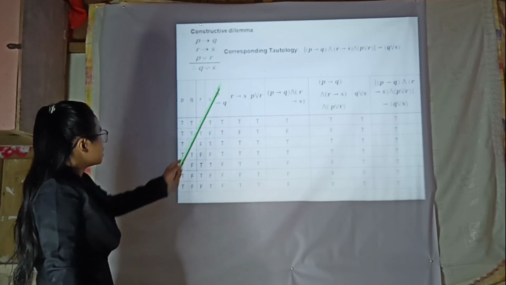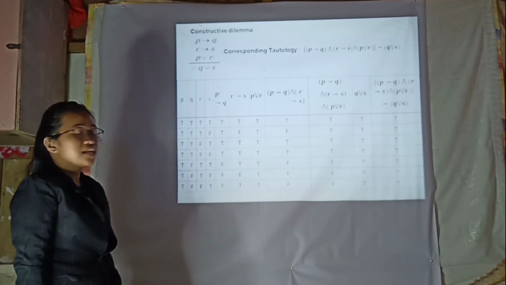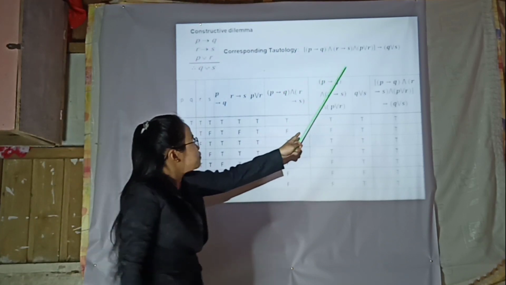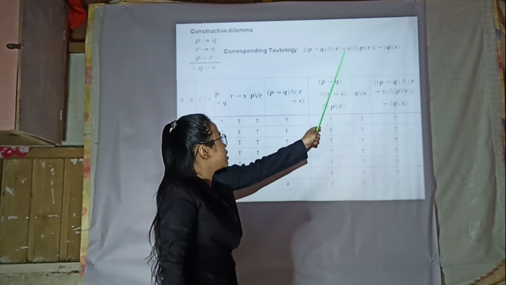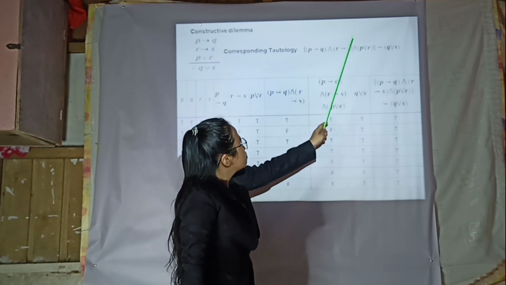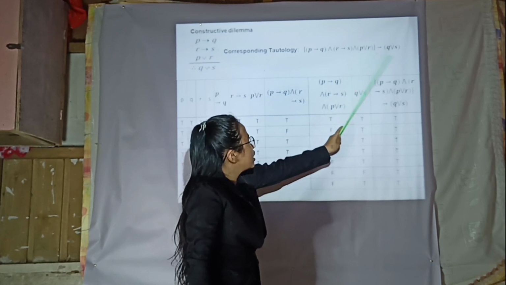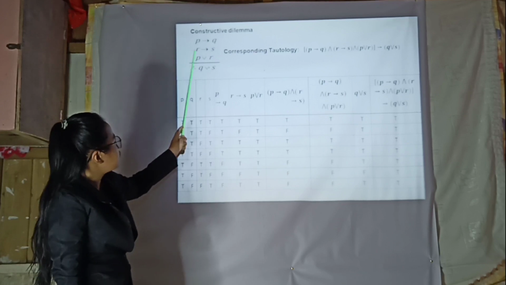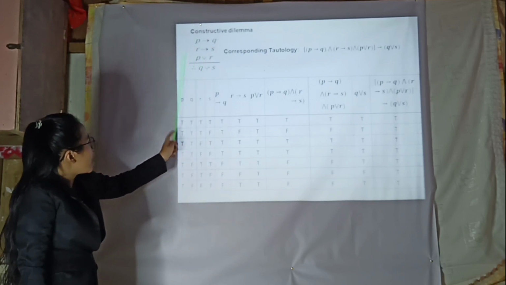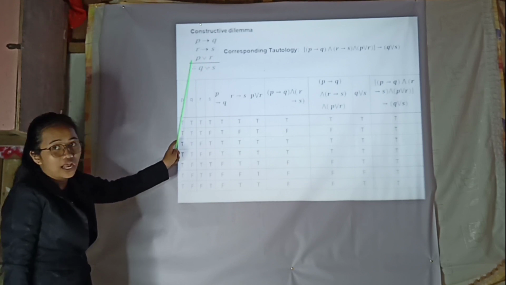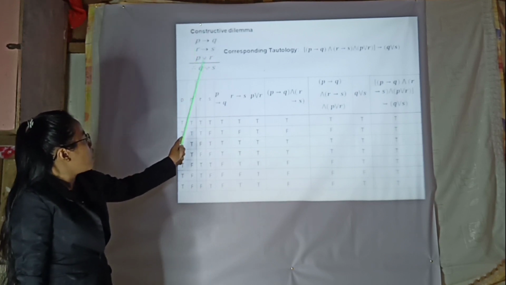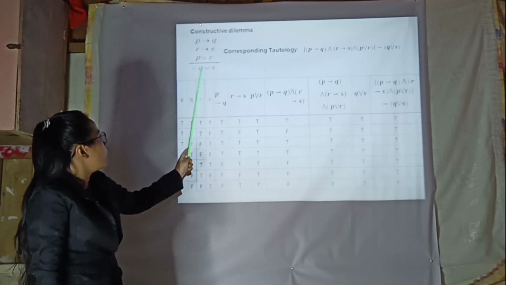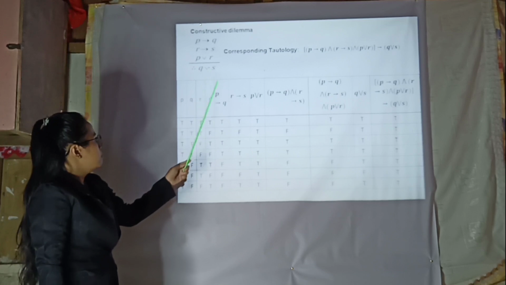This is the constructive dilemma. So the corresponding tautology: if P then Q, and if R then S, and if P or R implies Q or S. So if P then Q, if R then S, if P or R, so therefore Q or S.